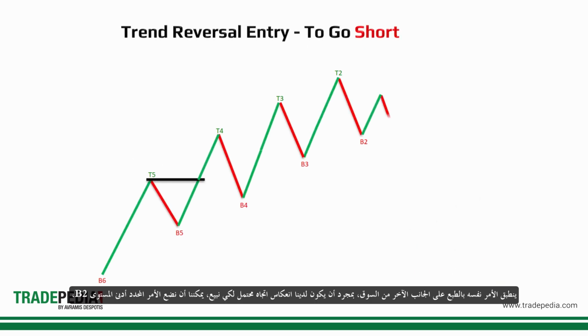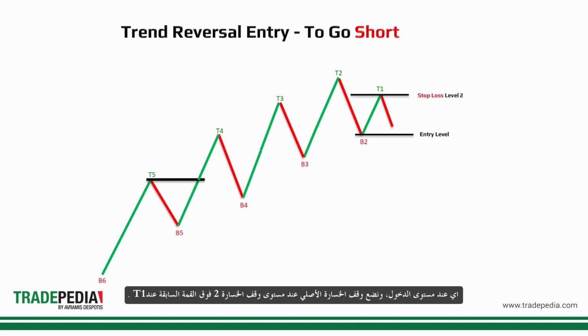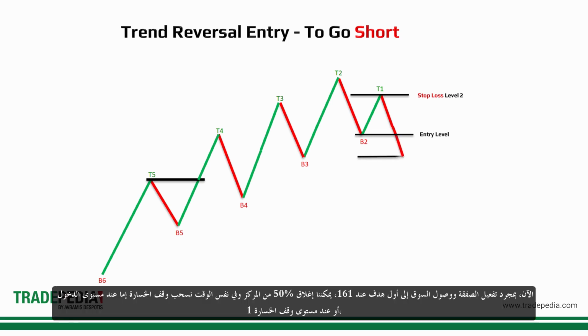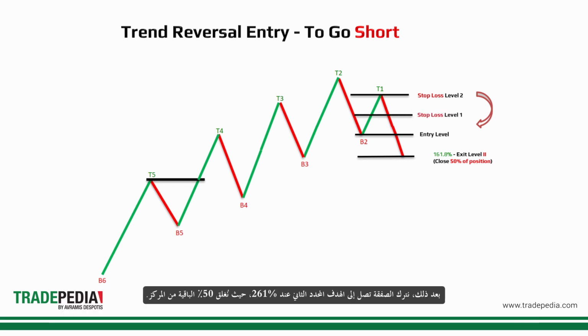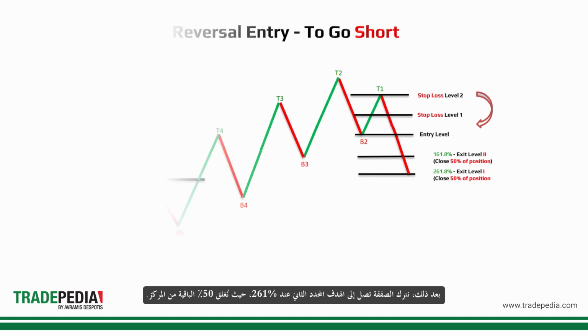The same, of course, on the opposite side of the market. So once we have a possible trend reversal to go short, we can place our order outlined below B2 at our entry level, with our original stop loss placed at stop loss level 2 above the previous top outlined at T1. Now, once our trade is activated and the market reaches the first outlined target at 161, we can close 50% of the position and at the same time trail our stop loss either to the entry level or to the stop loss level 1. From there on, allowing the position to reach the 261%, our second outlined target, where we close the remaining 50% of the position.